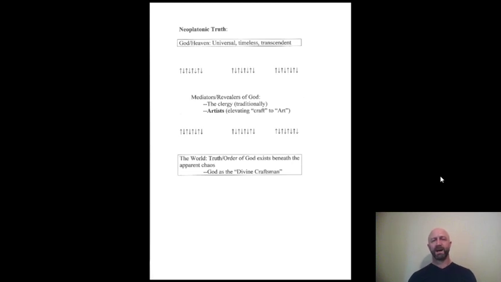Now, in the past, traditionally, the mediators or revealers of God's order in the world were the clergy, right? Popes and bishops and priests and so forth. But during the Renaissance period, artists start to think of themselves as mediators, and other people start to believe of artists as mediators, as if they are divinely inspired to see God's perfection and to create God's ideal perfection in their own paintings and sculptures.